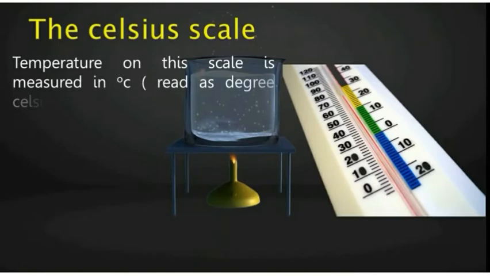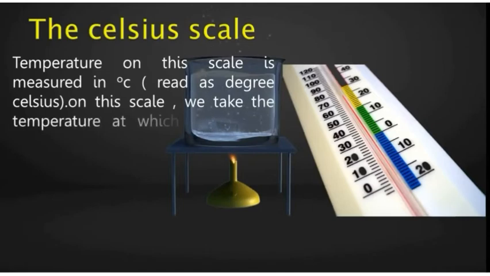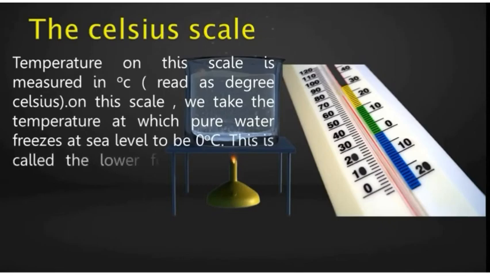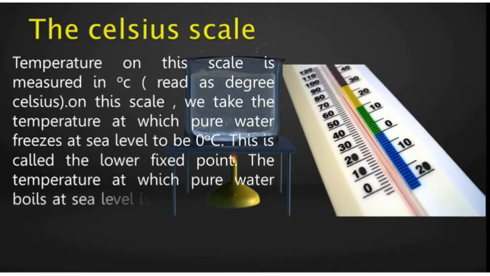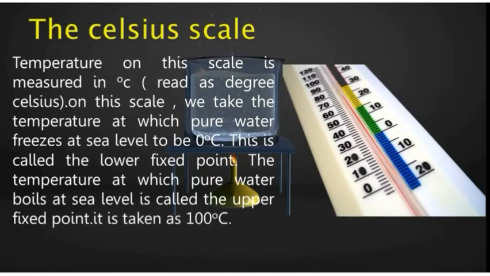Read as degree Celsius. On this scale, we take the temperature at which pure water freezes at sea level to be 0 degrees Celsius. This is called the lower fixed point, students. The temperature at which pure water boils at sea level is called the upper fixed point. It is taken as 100 degrees Celsius. We say at sea level because the temperature at which water freezes or boils changes as we go to higher altitude.